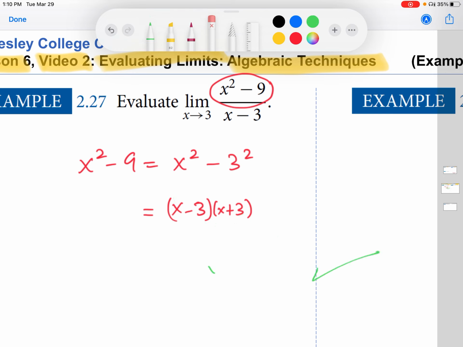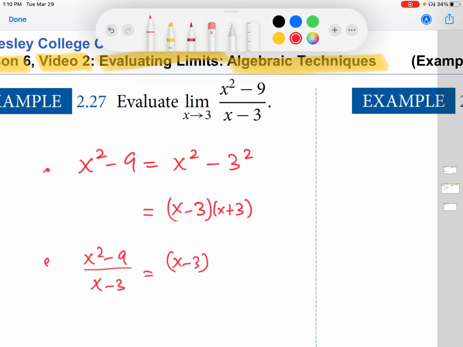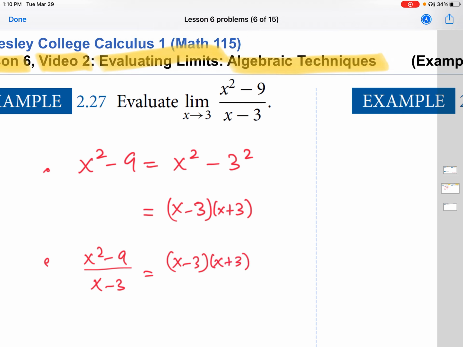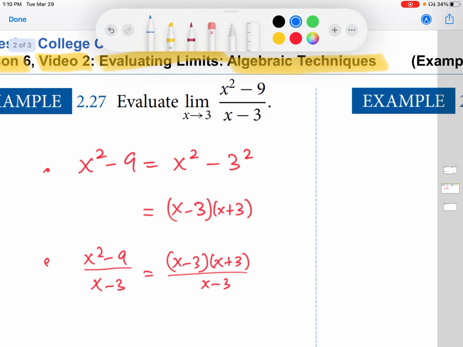All right, so now that we have a factored form, we can then go back to the function itself and say, oh, wait a second, x squared minus 9 over x minus 3 is x minus 3 times x plus 3 over x minus 3. And we can start canceling. So we can simplify this function. So one of these x minus 3's cancels.